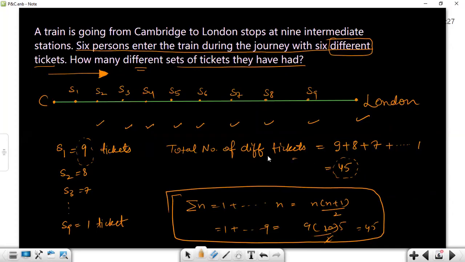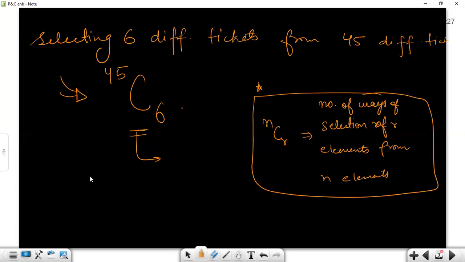The concept here is that the total number of different tickets will be 9 plus 8 plus 7. We are going to add them. Is that clear, everyone? Yes, sir. Great.